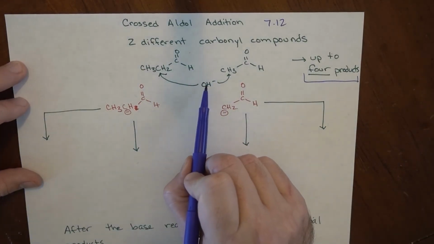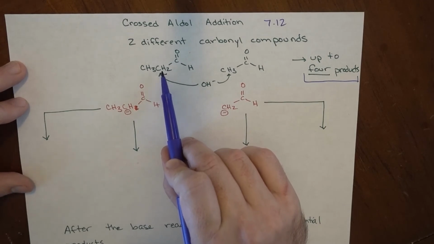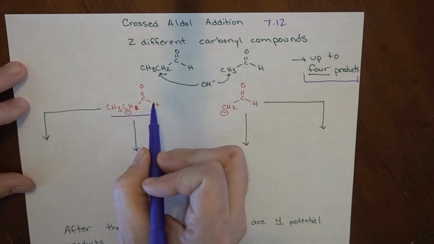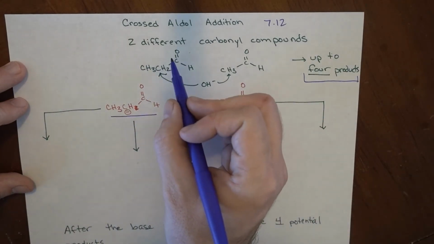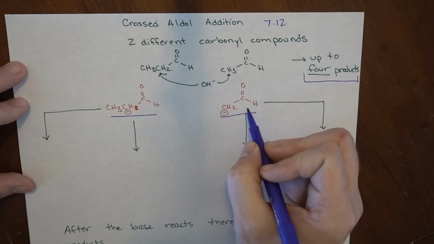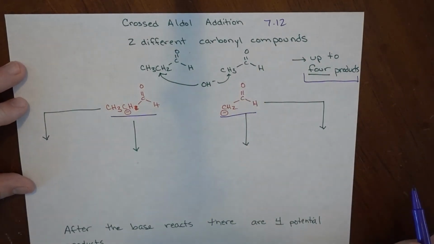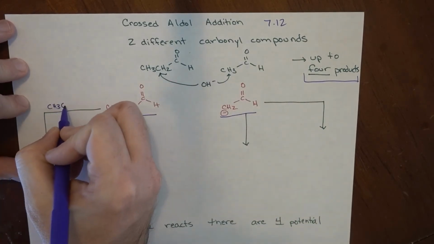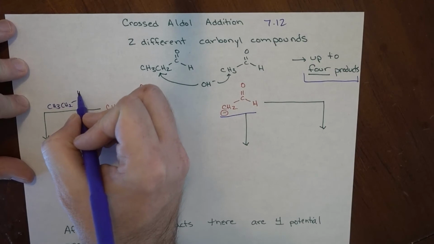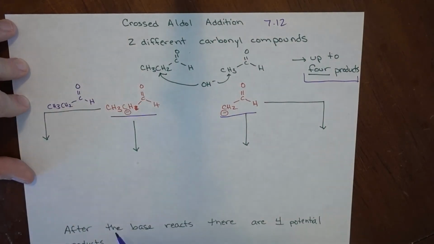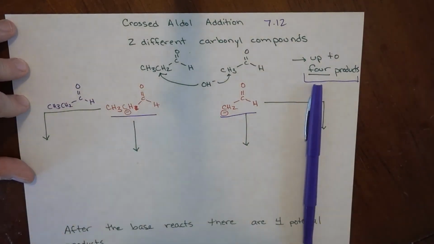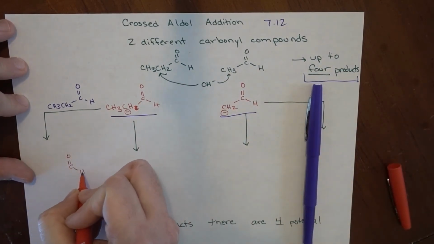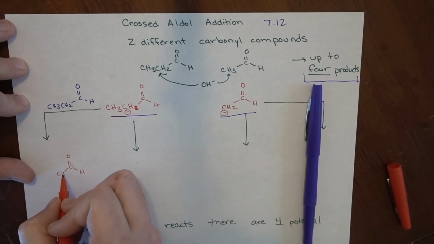So the first thing that happens is base removes the alpha hydrogen from here, or it can remove it from here, making this species, in the case of the propyl one, and this one here for the ethyl one. Now, this can react with itself, so CH3, CH2, C double bond OH, and if that reaction actually happens, let me show part of the molecule in red. So this is the molecule that did the first part of reacting.